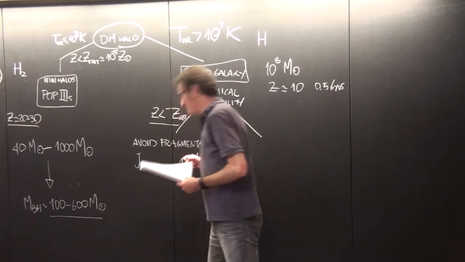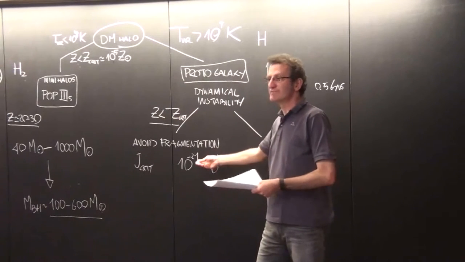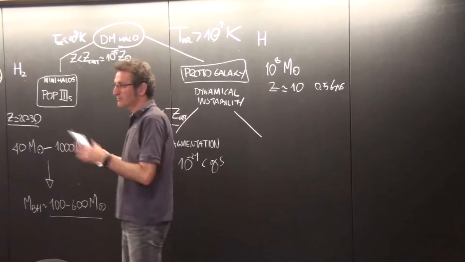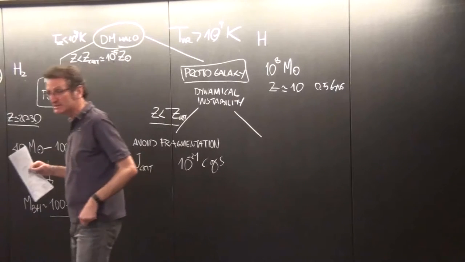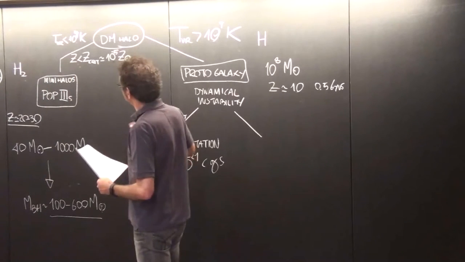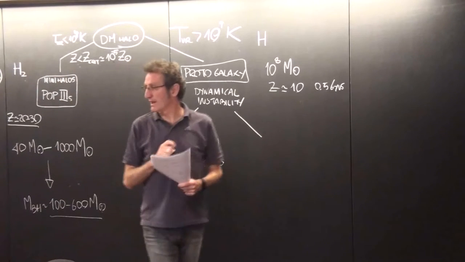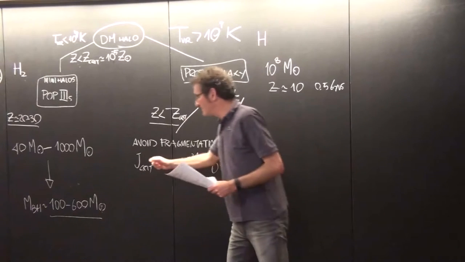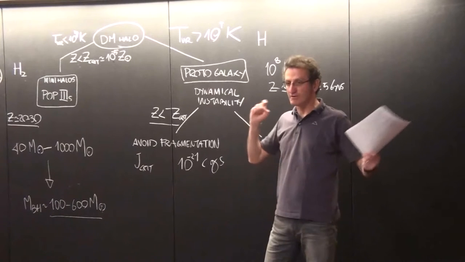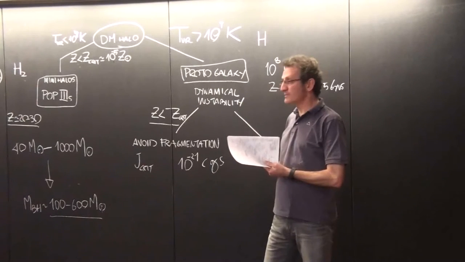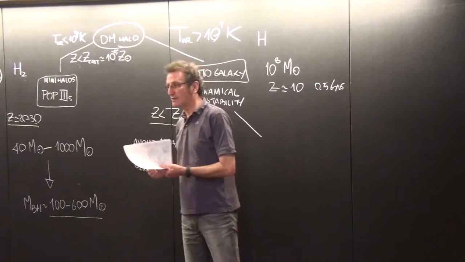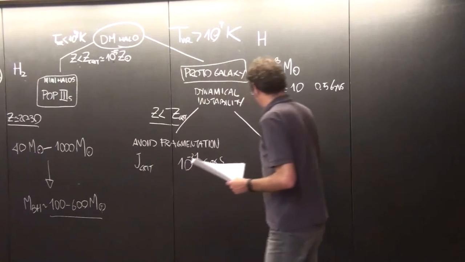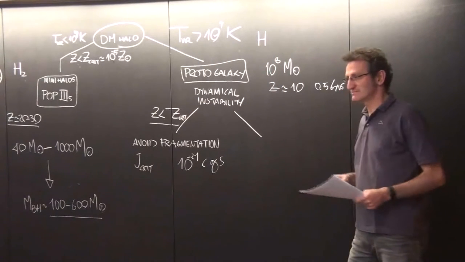You have to have this value of the background of the UV radiation field in the Lyman-Werner band. The Lyman-Werner band is a band just below the Lyman limit, which is very effective in dissociating the molecular hydrogen. If you don't have this value of the UV background, you probably have too much molecular hydrogen, so you fragment and you form a cluster of stars, which is something that is going to happen here and I will discuss in 5 minutes.